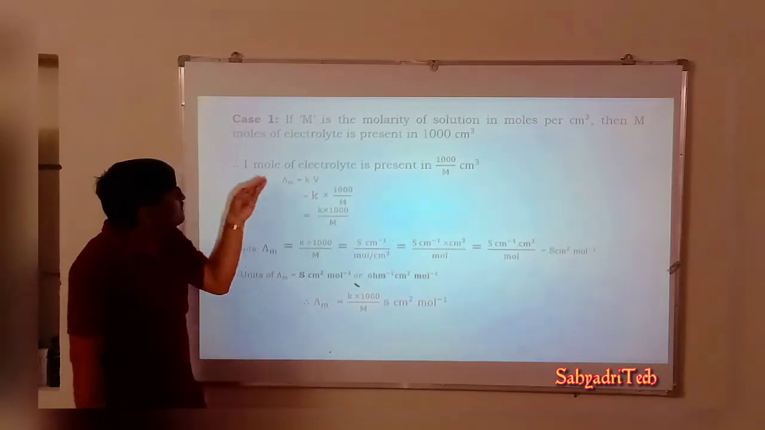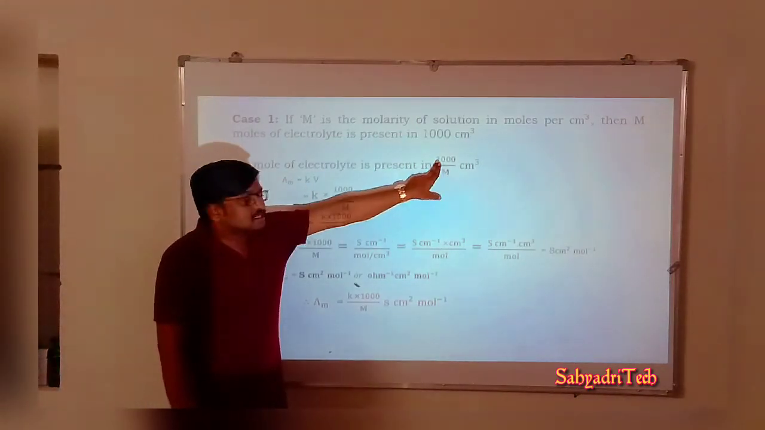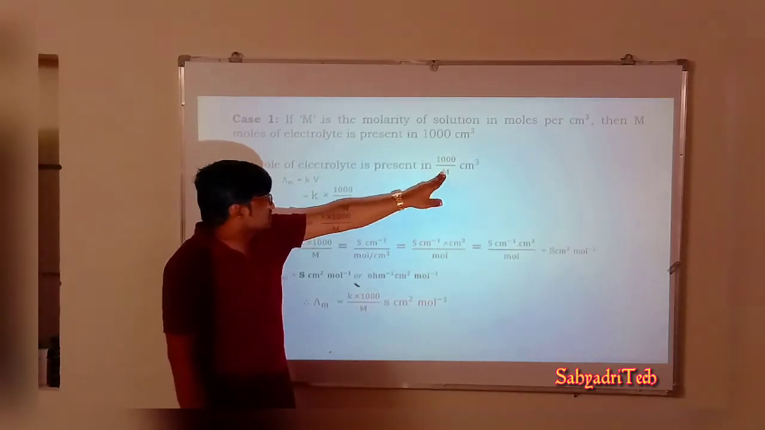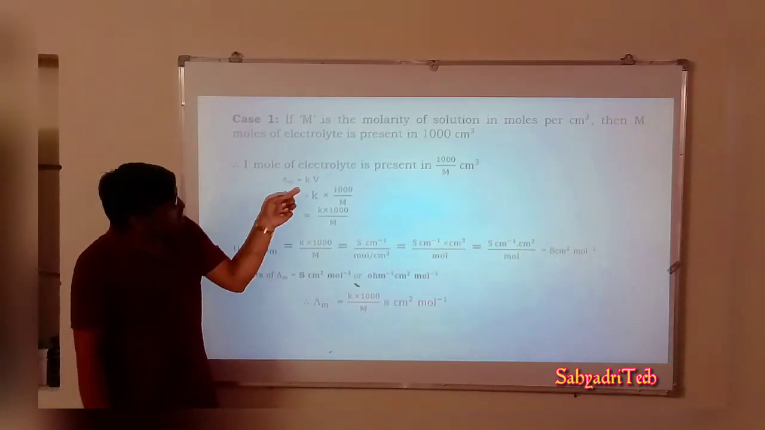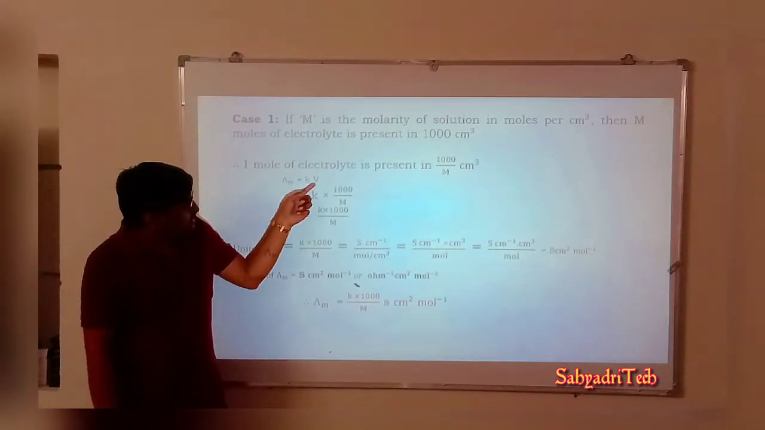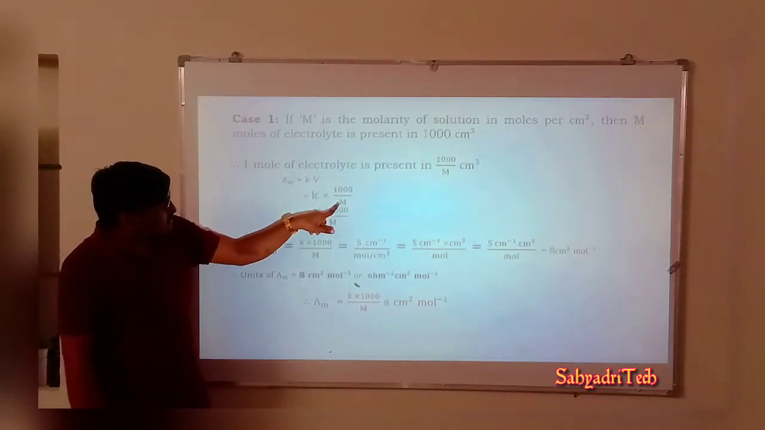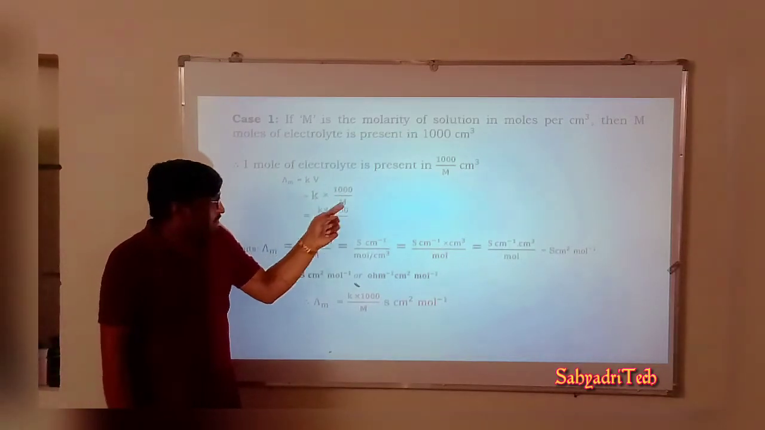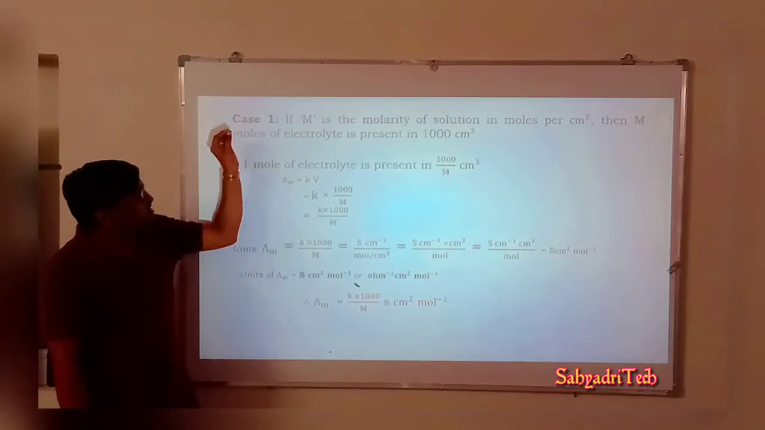So here now what happens? Therefore, 1 mole of electrolyte is present in 1000 by M cm cube of solution. So here one basic relation we said: lambda m is equal to kappa into V. Now what is the volume here? 1000 by m. So lambda m is equal to kappa into 1000 by m. So this is one form. Means here, what is the expression?